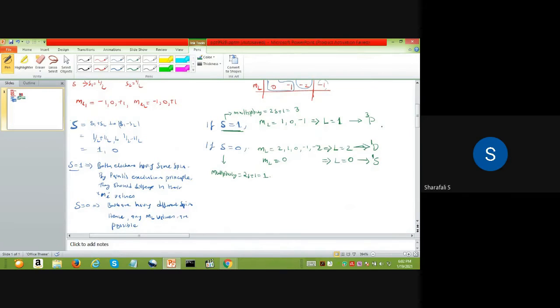Now, if you consider J values, consider J values.